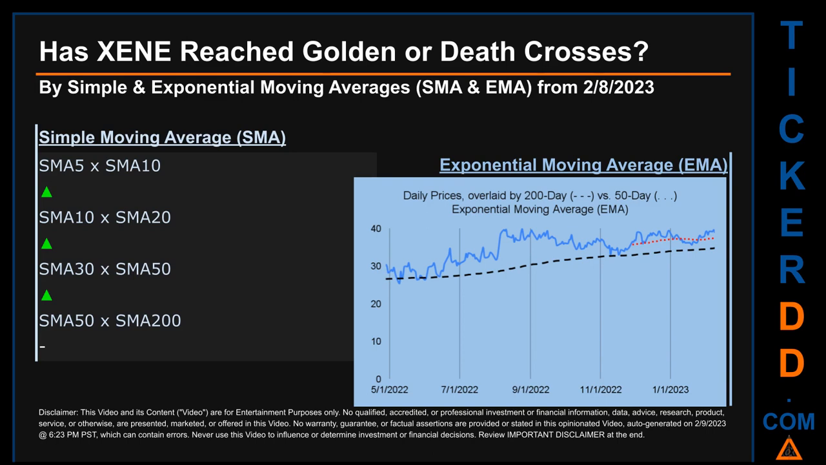Continuing with SMA, we looked across the 5 to 10, the 10 to 20, and the 30 to 50-day ranges to see if golden and death crosses had been reached. We found golden cross signal for the 5 to 10, the 10 to 20, the 30 to 50. We could not find either golden cross or death cross signal for the 50 to 200.